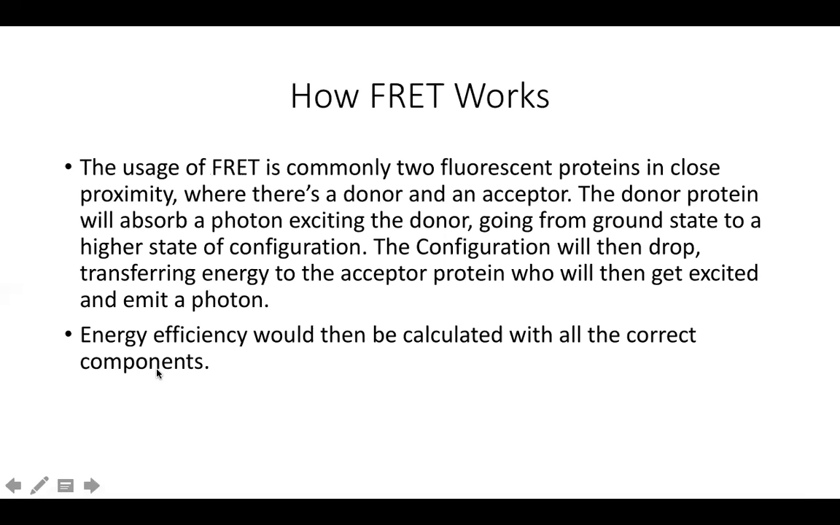How it works is the usage of FRET is commonly two fluorescent proteins in close proximity, where there's a donor and an acceptor. The donor protein will absorb a photon, exciting the donor, going from ground state to a higher state of configuration. The configuration will then drop, transferring energy to the acceptor protein, who will then get excited and emit a photon. So once this donor protein gets an excitation, it'll jump the configuration, and once it comes back down, it starts transferring this energy to the other protein that's pretty close by. And we'll see how that works in the next slide.